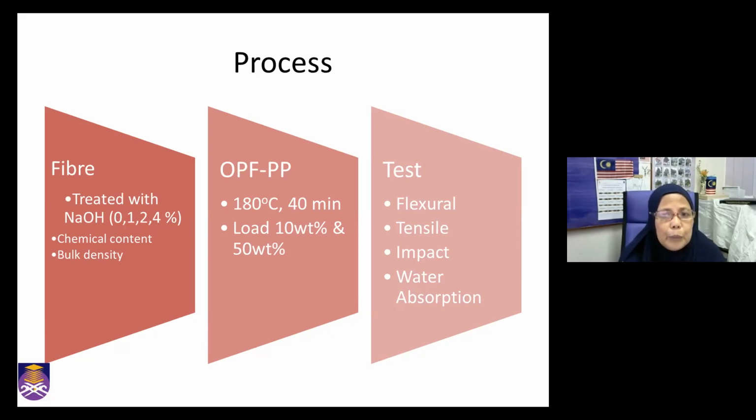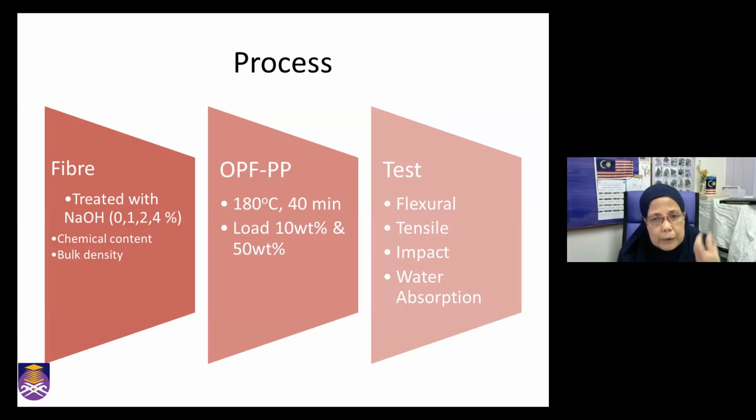But later on, when we actually do the production, we decided to just work with the 2 and 4% because of the differential that we see in the properties that we observe. So the fiber, the particles that we treat, we go to the next stage. We do wood plastic composite.